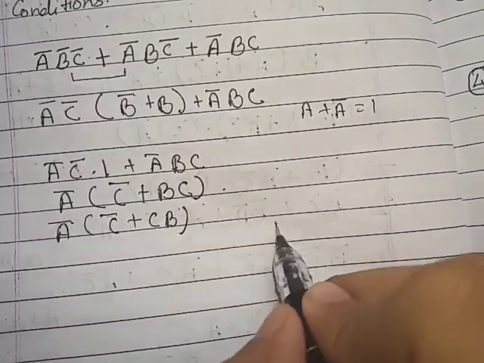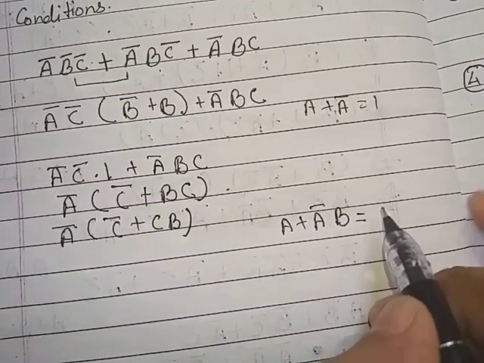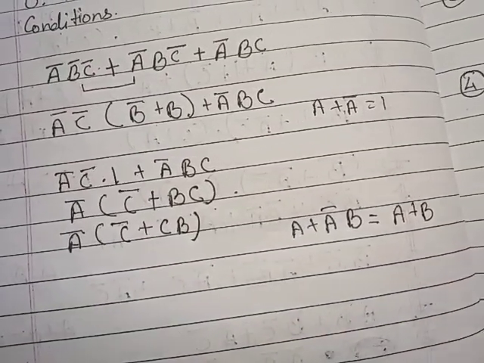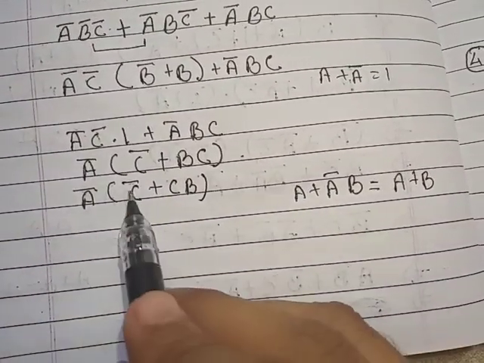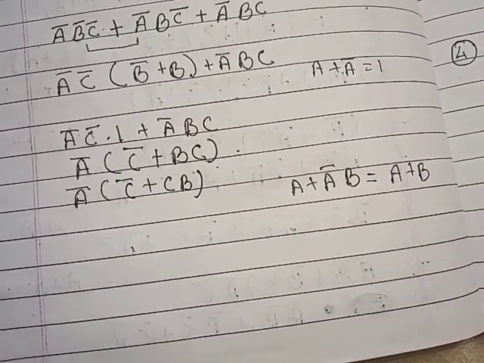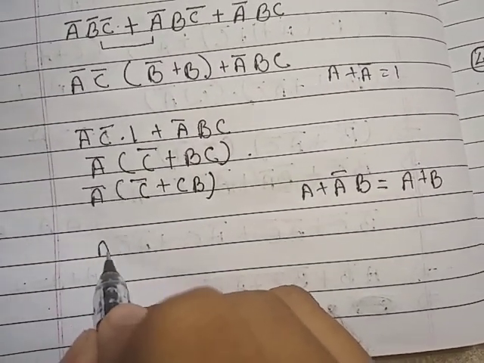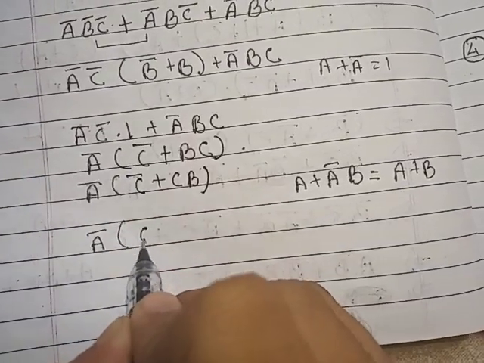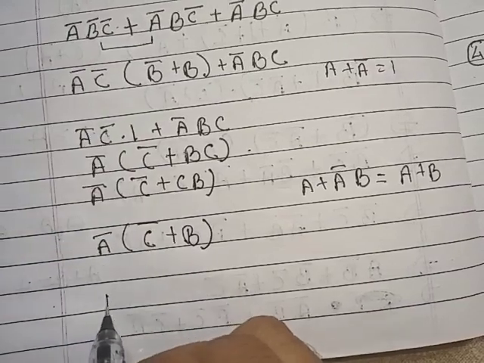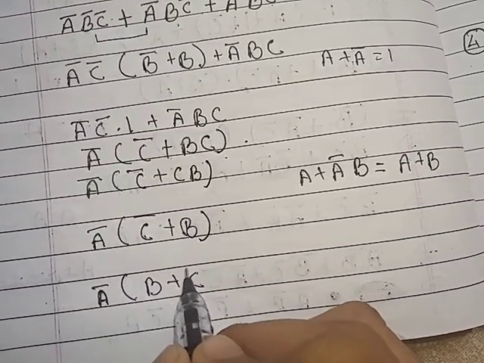Now we know that A plus A bar B is equal to A plus B. Here we go. A is equal to C bar. So A bar will be C double bar and A double bar is equal to A. So that becomes C. So we have A bar, C bar plus B. Or if I want to write it in cyclic order, it will become A bar, B plus C bar.